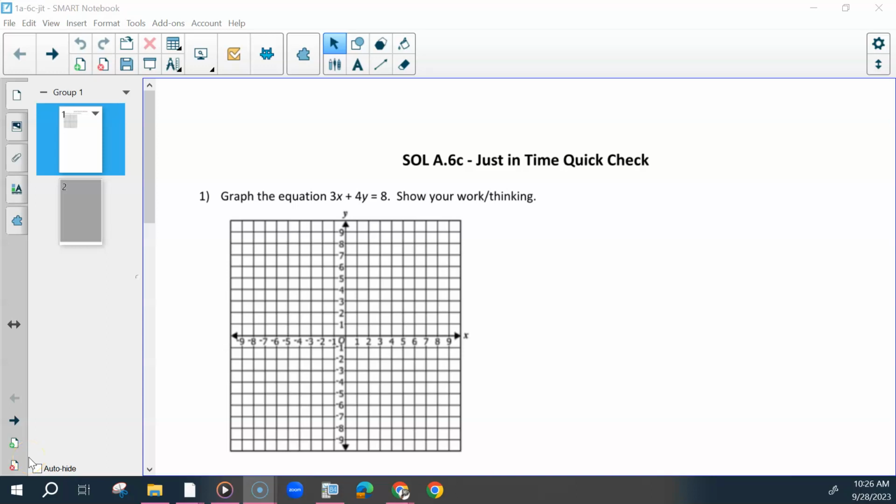So let's go through this quick check. From last class, you could have done this two different ways. One, solve this, get this back into slope-intercept form, or solve it by your x and y-intercepts. I will say if you did x and y-intercepts, you'll end up with a fraction for the x, so I'll show both ways.